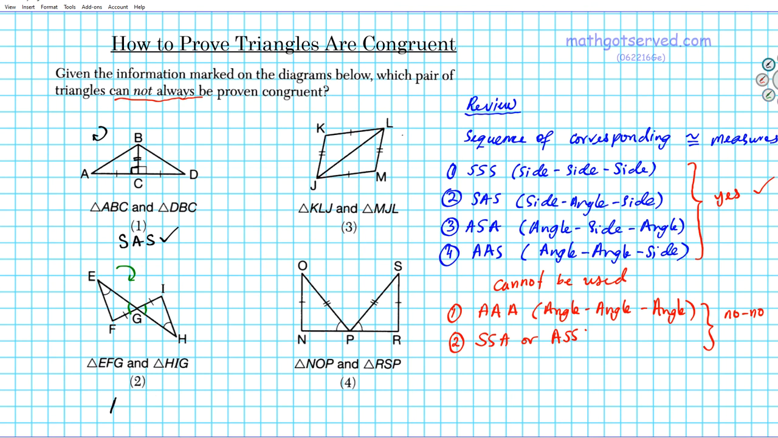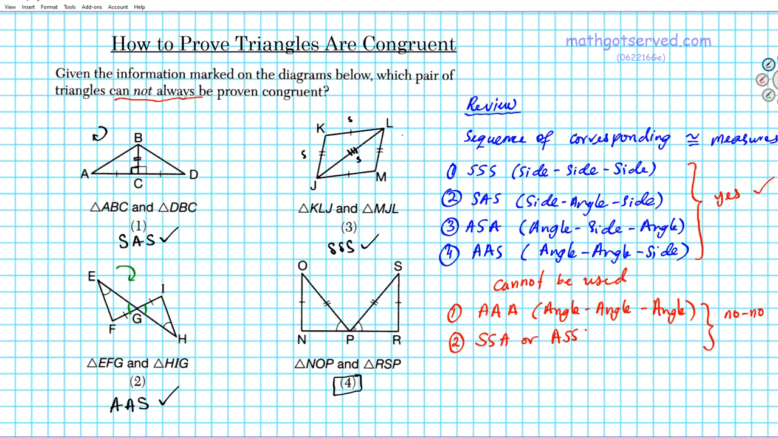Is that sufficient? Can you use AAS to show that two triangles are congruent? Absolutely. Look at number 4. That works too. And then number 3, this side JL is common for the two triangles, so this side is congruent. This side is congruent to that side, and this side is congruent to that side. SSS, does that work? Certainly, SSS is a valid way to show that two triangles are congruent. So this, by elimination, should be our answer.